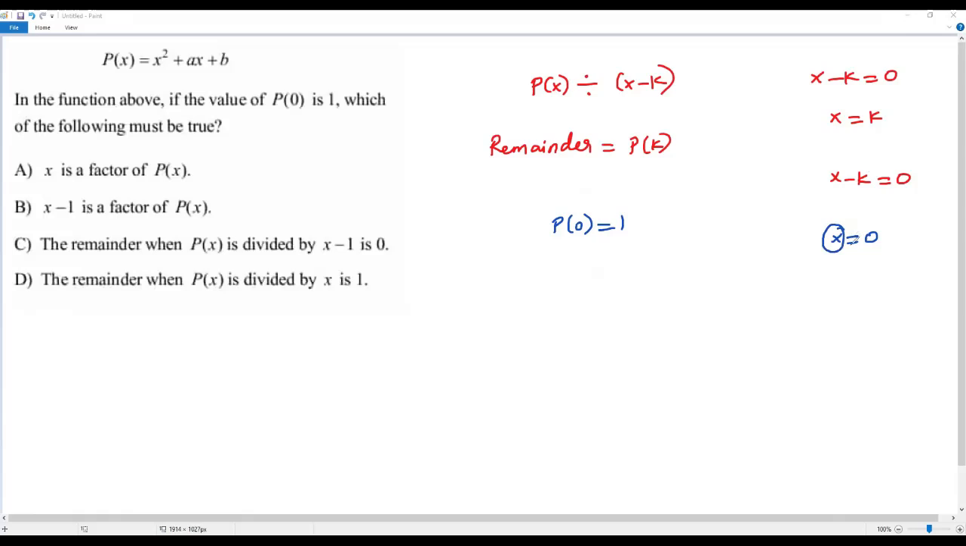Then the expression we have on the left side should be considered as the divisor for this polynomial function p of x. So when this polynomial function p of x is divided by x, the remainder is 1. So we find this exactly in answer choice D. That is, the remainder when p of x is divided by x is 1. The correct answer choice for this question is D.